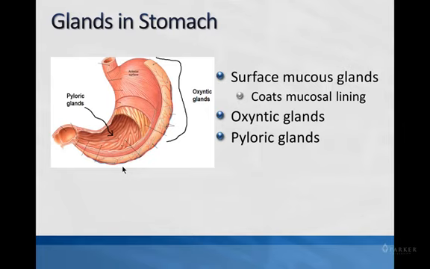The surface mucus glands secrete mucus, and its job is to coat the mucosal lining with about 1 millimeter thickness of mucus, which helps to protect the mucosal lining from damage. Now, we're going to be looking at the various secretions from these glands. I'm going to do the pyloric glands first.